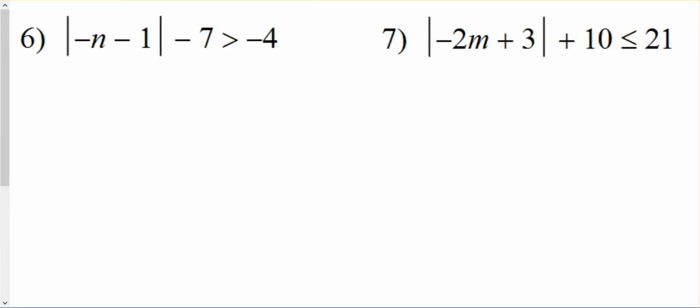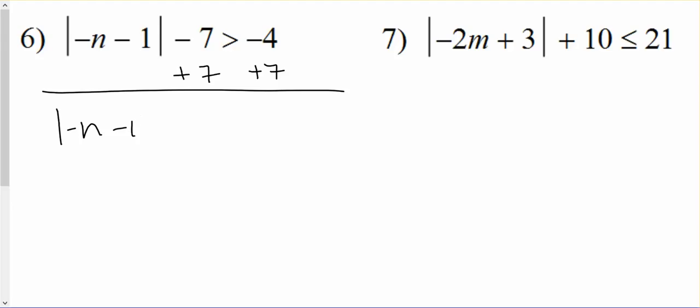Our next couple examples are just the same as our regular equations. When we have other stuff on the same side as my absolute value symbols, we need to get rid of that other stuff first. So this is subtracting 7, so I need to get rid of that negative 7 by adding 7. Before I can do anything, I need to get rid of that. So now I've got the absolute value of negative n minus 1 is greater than 3. So now we have our positive side and our negative side.